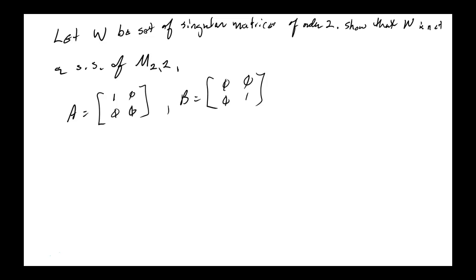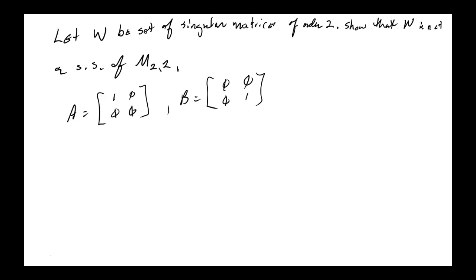Okay? And singular means non-invertible, non-singular means invertible. The identity matrix is invertible. This is not. So W is not closed under addition. And by the theorem, which said if and only if, it's not a subspace of M22 because it's not a vector space itself.